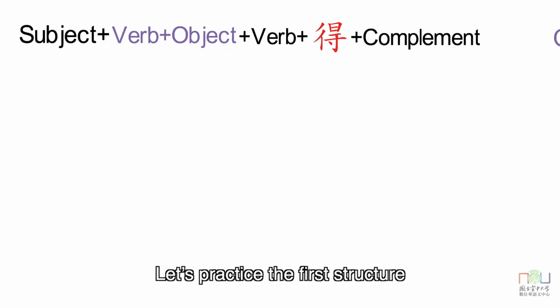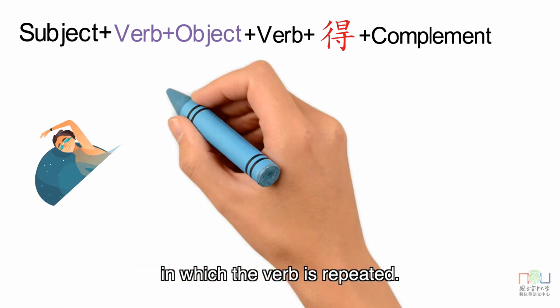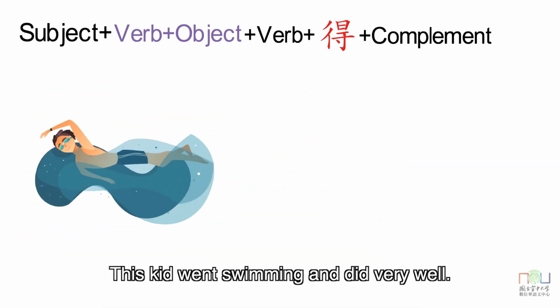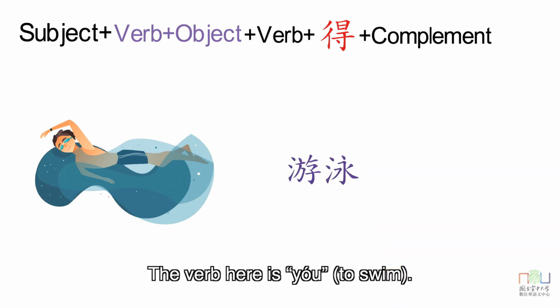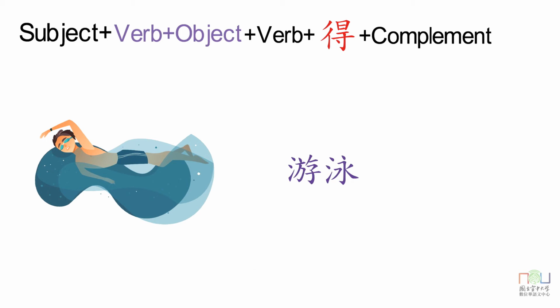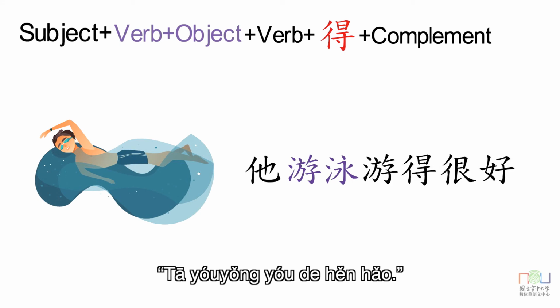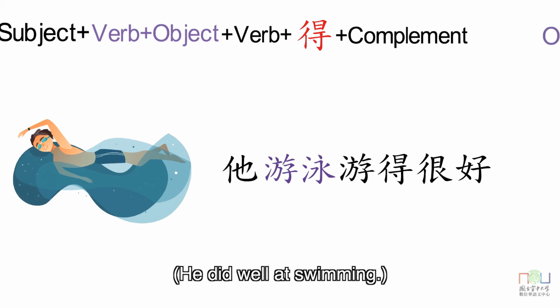Let's practice the first structure in which the verb is repeated. This kid went swimming and did very well. The verb here is 游, to swim. The sentence in Chinese is 他游泳游得很好。 He did well at swimming.